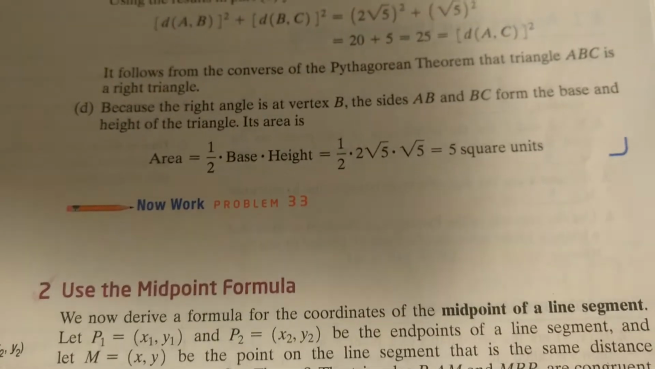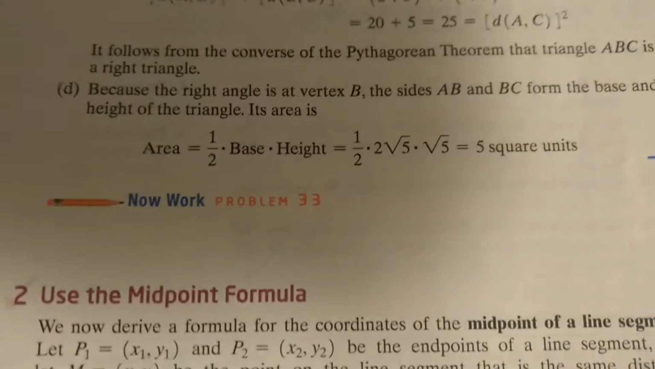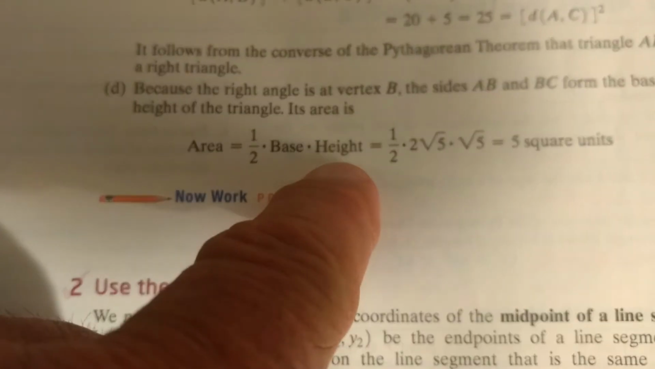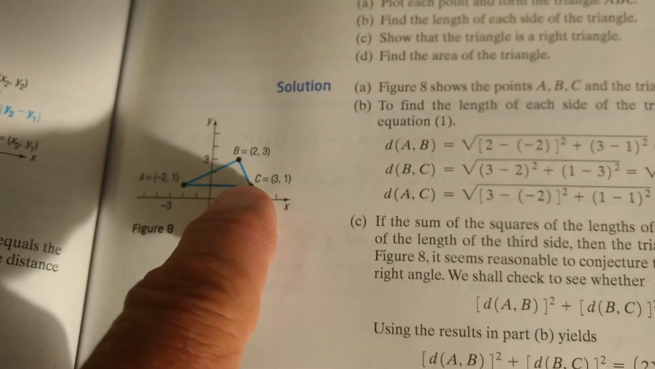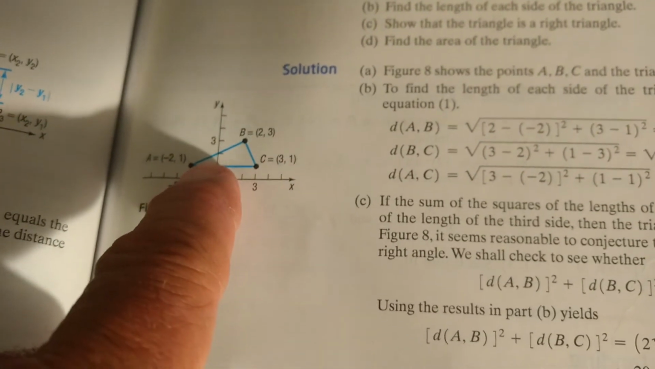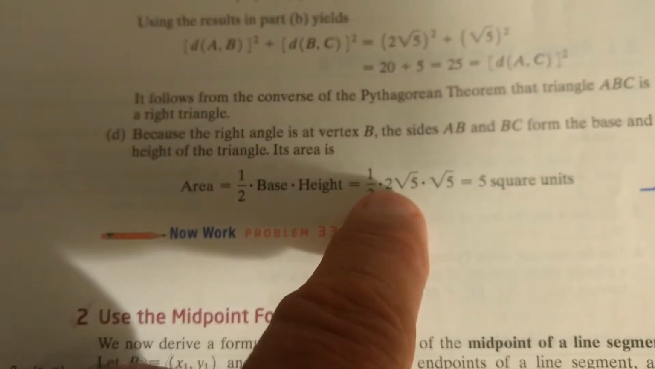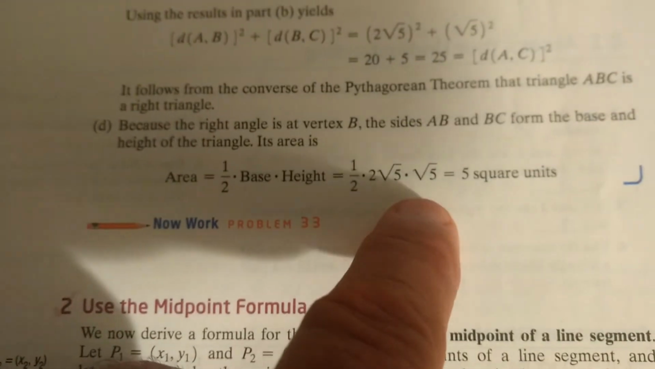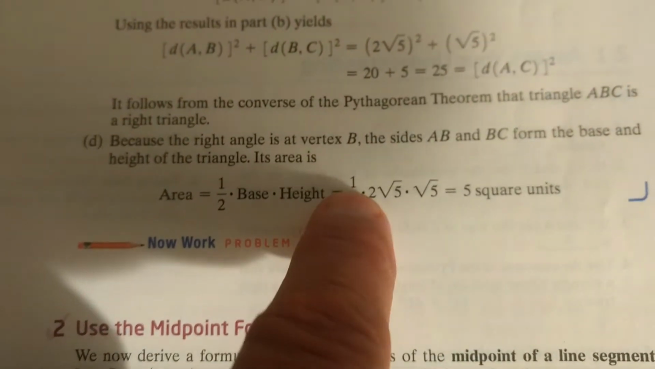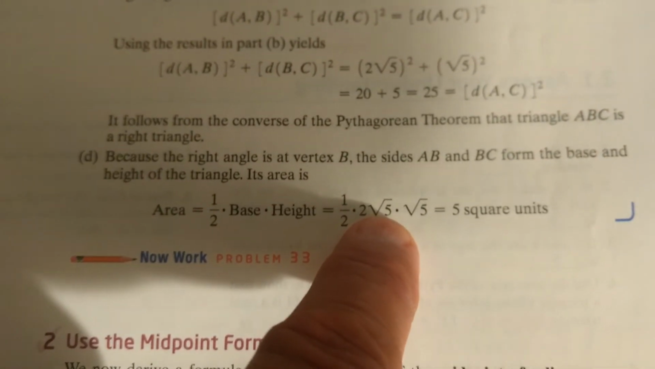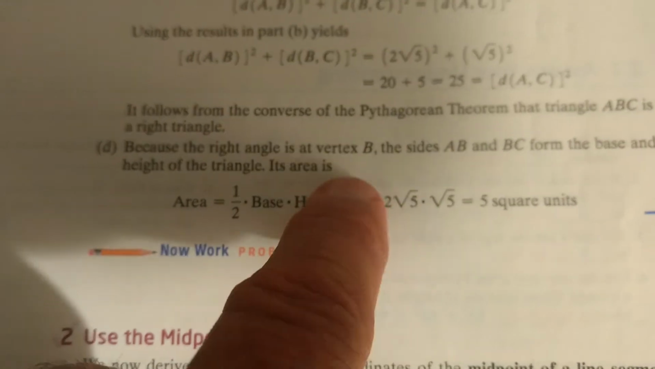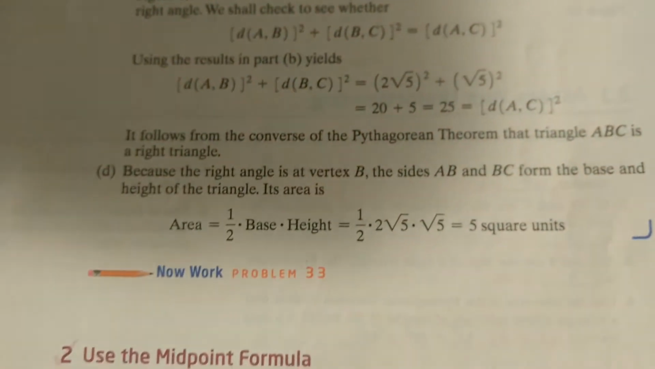Last part to this, we're going to deal with the area. Remember, the area of a triangle is 1/2 times base times height. So when we look at the triangle, we've already determined that AC was the hypotenuse. So here is our height, and here is our base. So that's the reason we used 2 square root of 5, which is our height, square root of 5, which is our base. Multiplying this times this, we get square root of 25, which is 5. 5 times 2 is 10, times 1/2 is 5 square units.